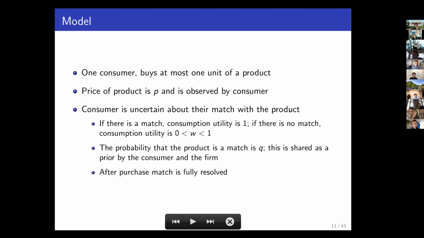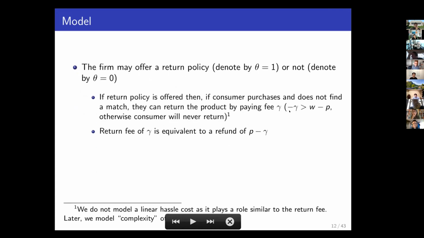Now, the firm may offer a return policy, and we denote this by theta equal to 1. Theta is a parameter that the firm sets, or not, and we denote that by theta equal to 0. If the return policy is offered, then if the consumer purchases and does not find a match, they can return the product by paying a fee gamma, and losing gamma is better than getting W and losing the price. You can also think of the return fee of gamma as a refund of P minus gamma.